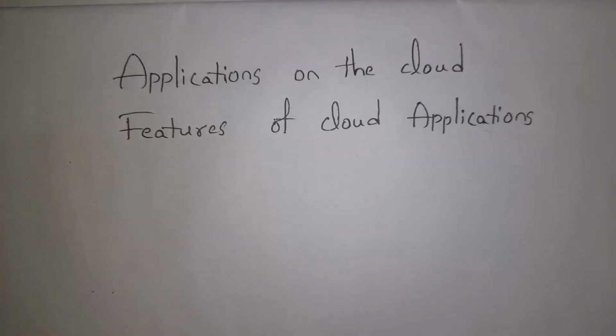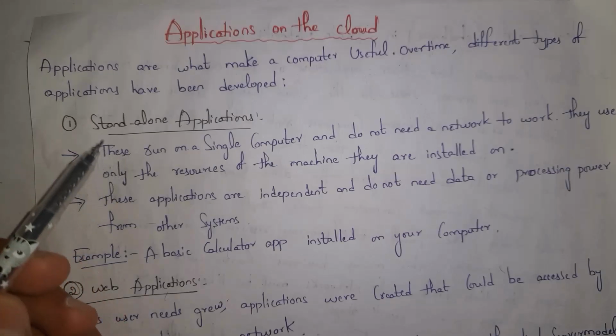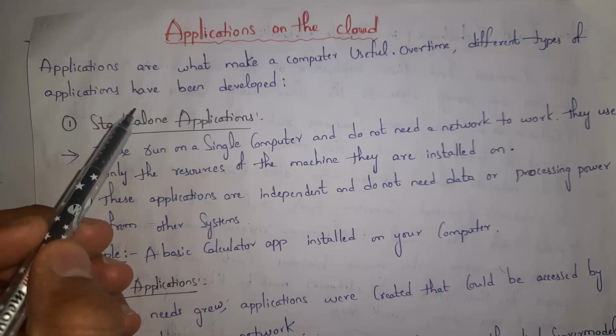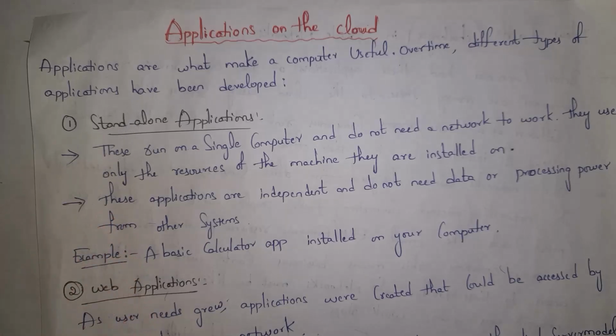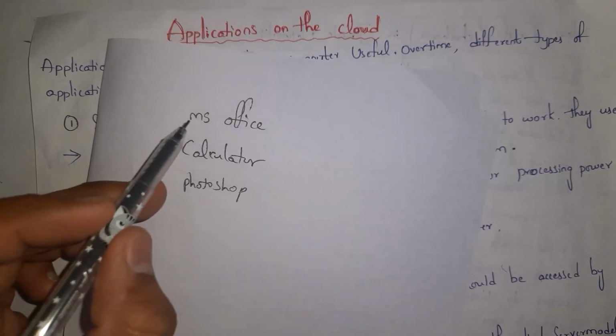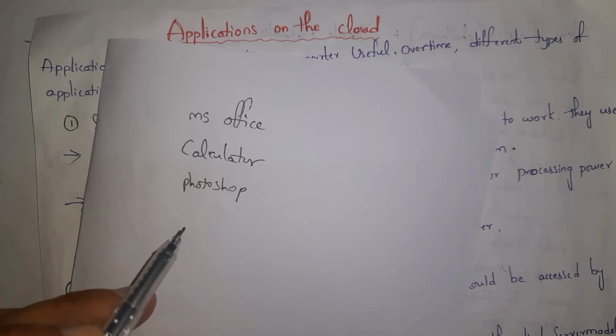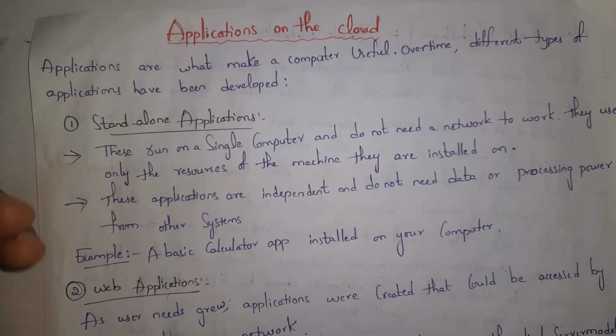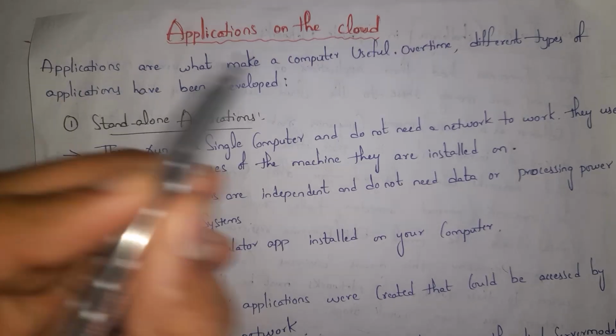Let's get started. At first, I will explain applications on the cloud. Guys, we will use computer in order to run applications. For example, if you consider MS Office, Calculator, Photoshop, all these are applications in computer. Applications are nothing but softwares. So without applications, there is no use of computer. So applications are what make a computer useful.